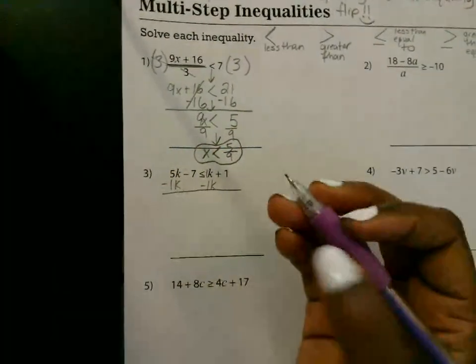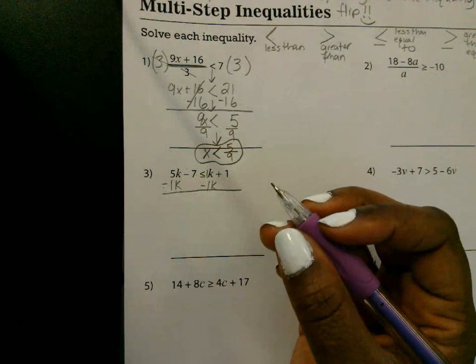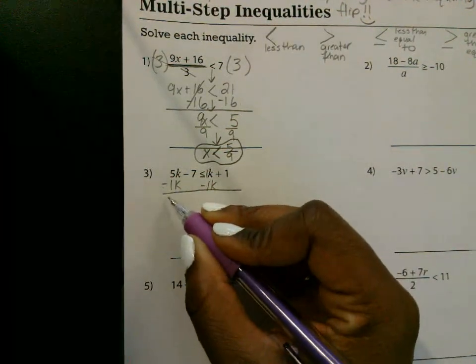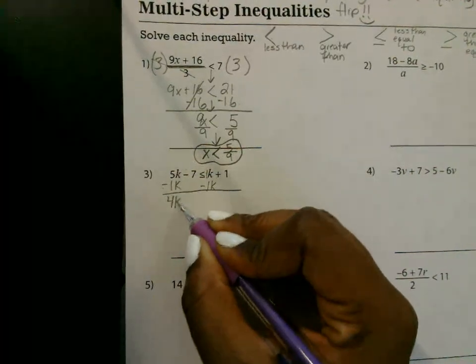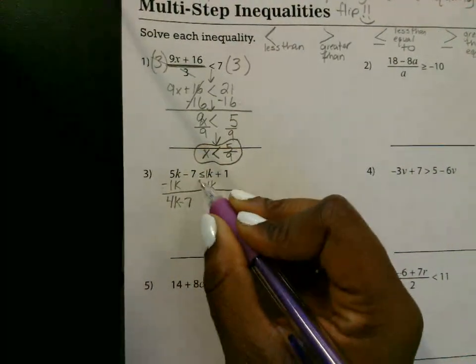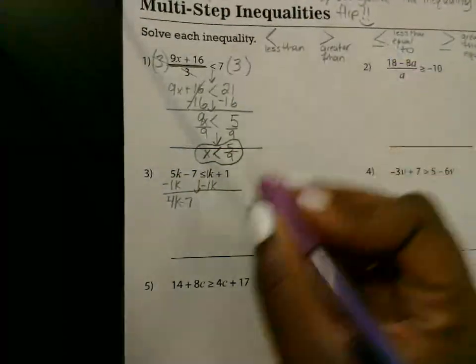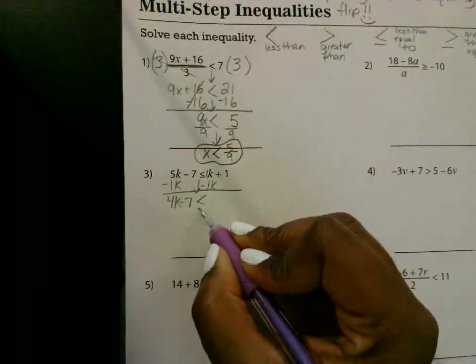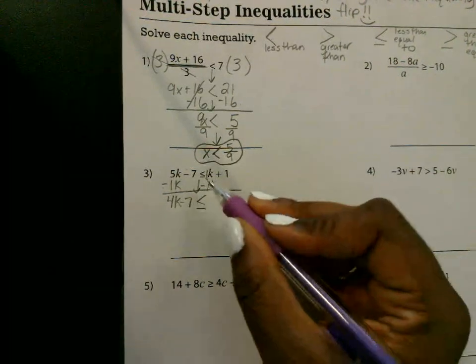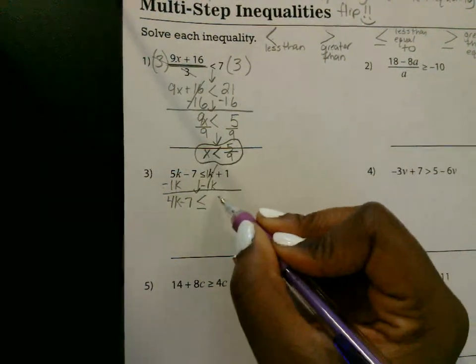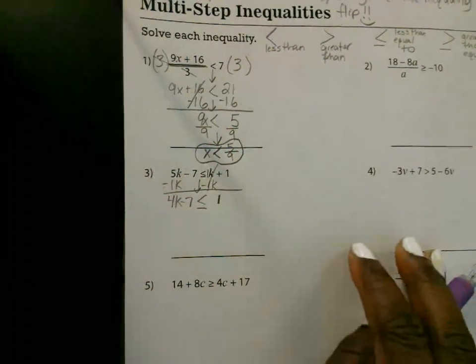5K minus 1K. What is 5K minus 1K? Somebody said it. 4K. Bring down the minus 7. Bring down the inequality. This is less than or equal to. K minus K is gone, is 0, and you're left with 1 over here.